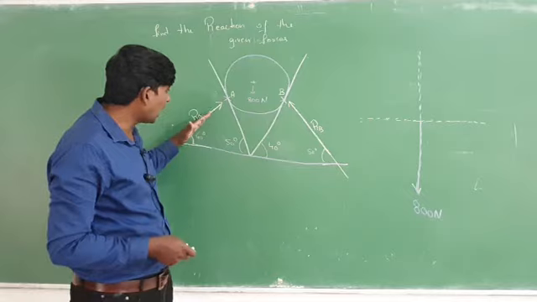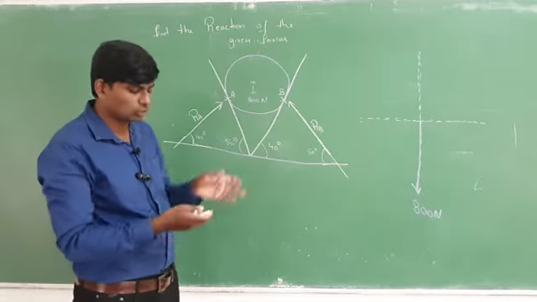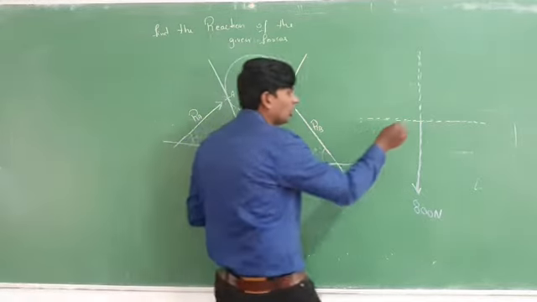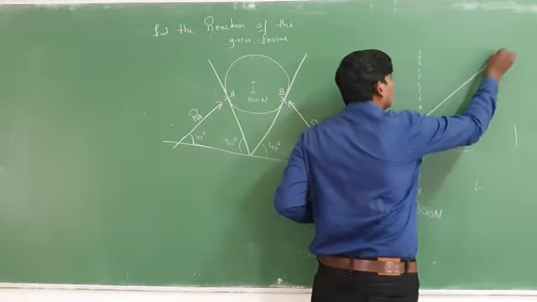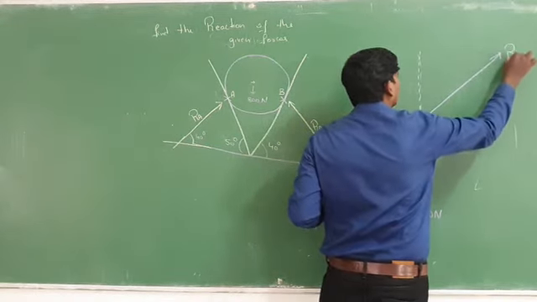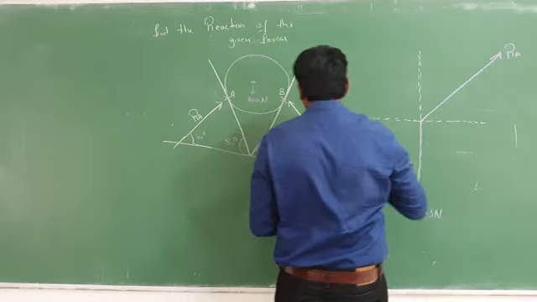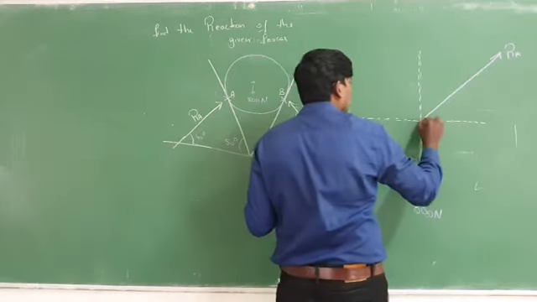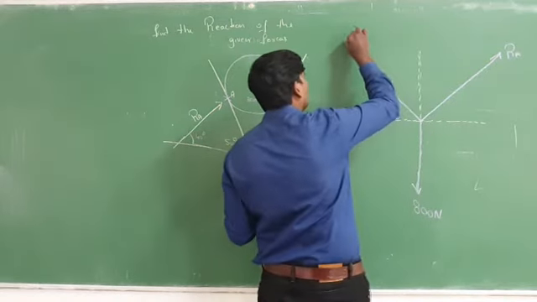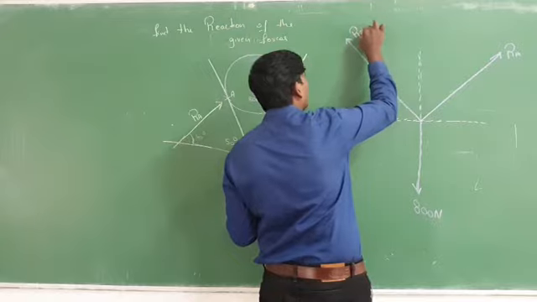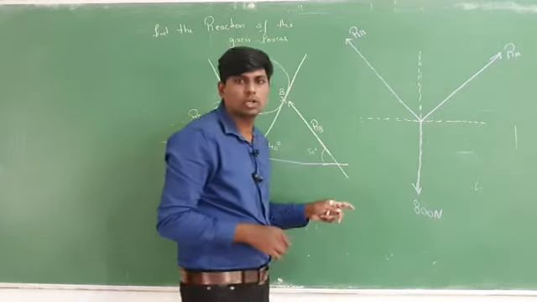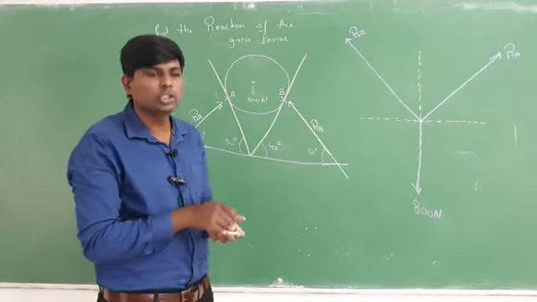As you can see, RA is going in which quadrant? First quadrant. This one is your RA. And RB is going in which quadrant? Second quadrant. RA is going in the first quadrant and RB is going in the second quadrant.